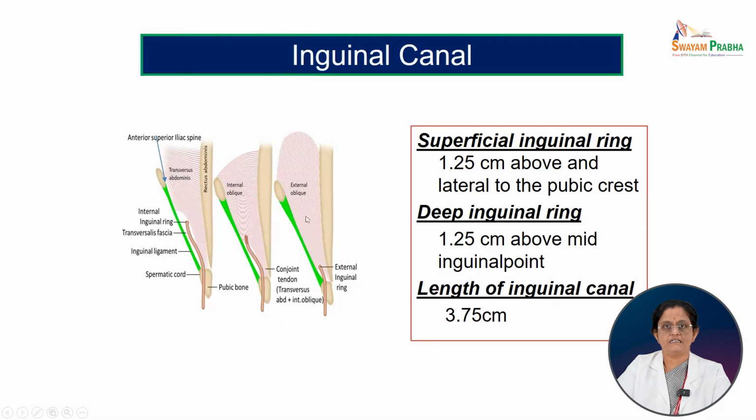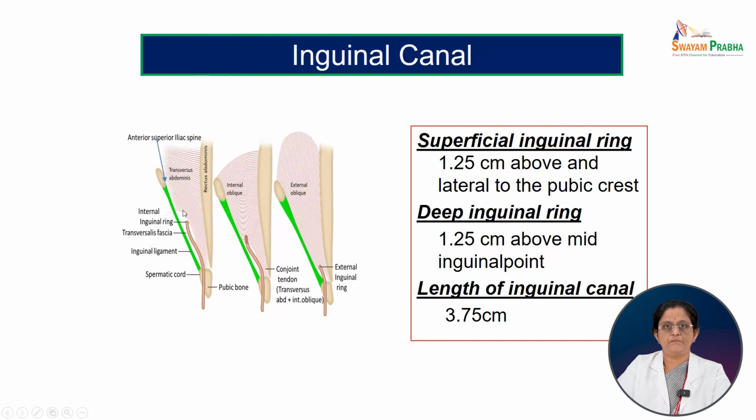In this picture, the layers of muscle and aponeurosis in the anterior abdominal wall are shown: external oblique, internal oblique and transversus abdominis. In the external oblique aponeurosis, you can see a triangular ring, which is called the superficial inguinal ring, through which the spermatic cord is emerging. This superficial inguinal ring lies 1.25 centimeters above and lateral to the pubic crest. This is your superficial inguinal ring.